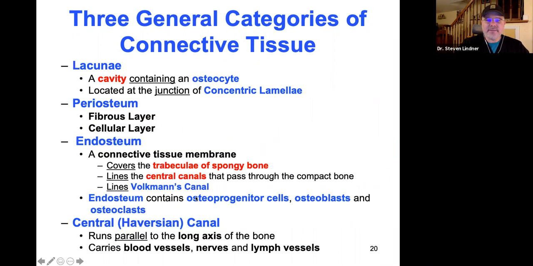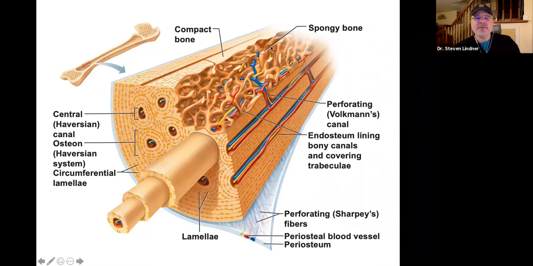And let's see if I can just show you pretty quickly here. So if this is a bone here, this is compact. So you can see all of these osteons here. This is an entire osteon. These are the concentric rings. Okay. Each of those rings is a lamellae, a concentric lamellae.